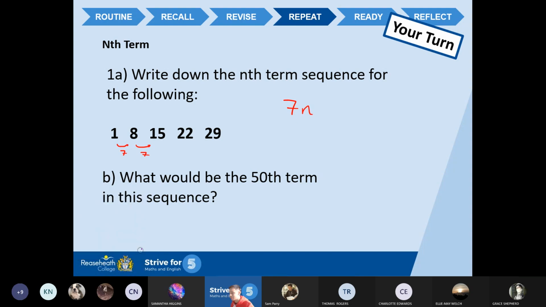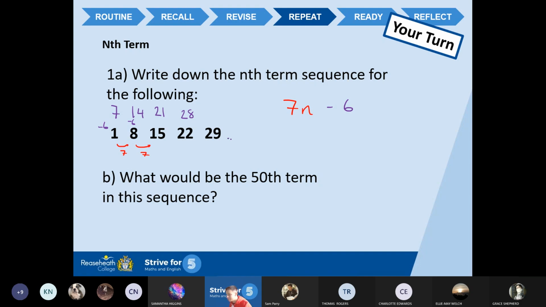That allows me to work out how to get from there down to here. Cheers, Ty, thank you. 28. So how do we get from 7 down to 1? I subtract 6. Yeah, take away 6. Excellent. So 7n, take away 6. Now, this is the bit where I kind of threw you in. What would be the 50th term?